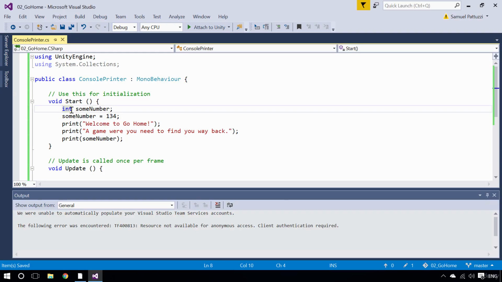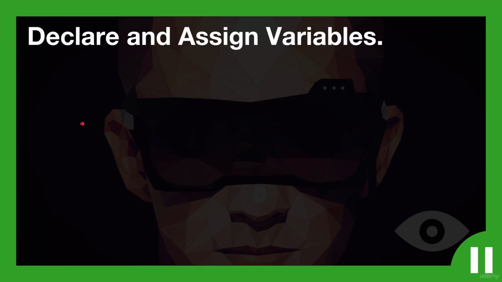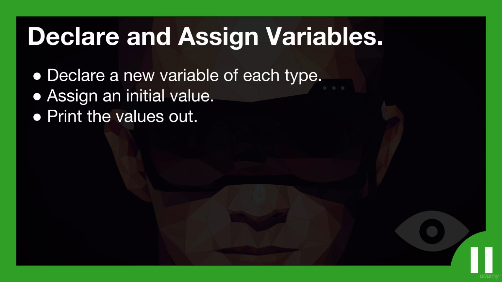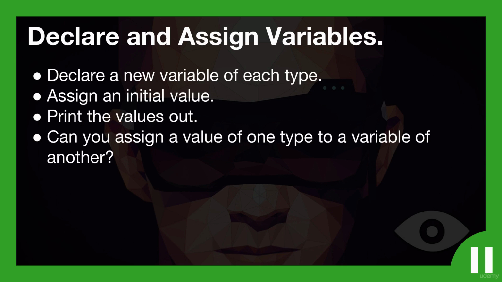Now, we could obviously do this with different types too. So now it's time for your challenge. I'd like you to declare and assign variables. Declare a new variable of each type, that's int, float, and string. Assign an initial value and print the values out. And just do a little experiment. I'd like to see, can you assign any value of one type into a variable of another? And if not, what goes wrong? And if so, which ones? Are there any specific combinations? So pause the video and give this challenge a go.